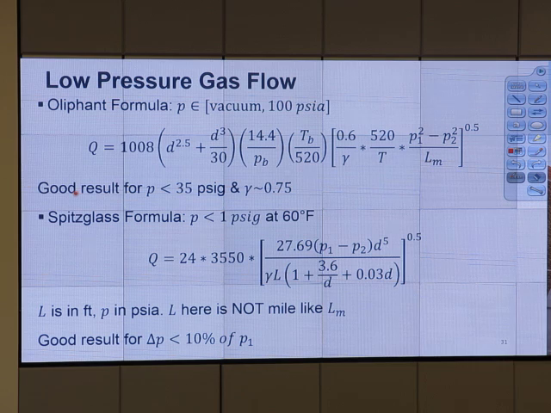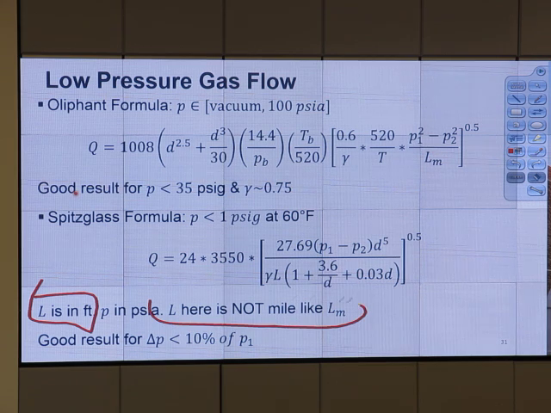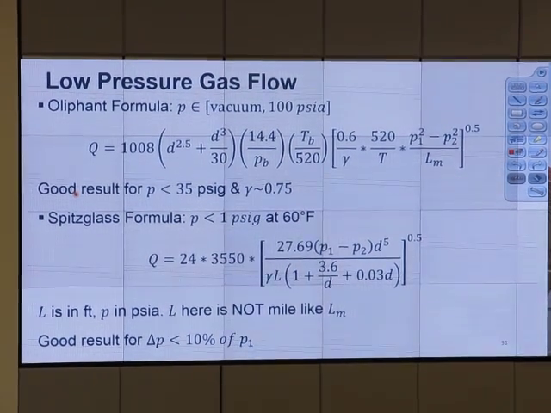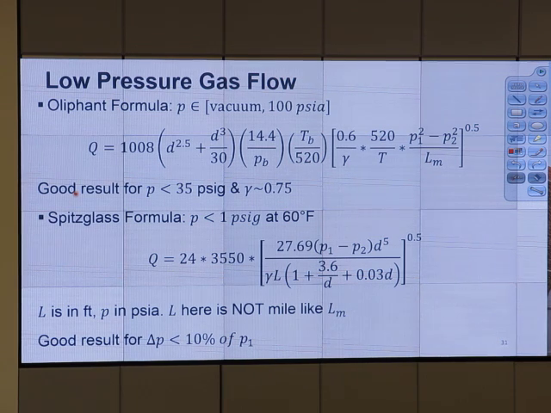Alright, look at this question in particular. Every time I use L sub M, which is for miles. For Spitzglass, I use just L. Intentionally, this is not a typo. That L is in feet. L here is not in miles, like L sub M. So if you use Spitzglass with this coefficient and you use L, that L is in feet. The Spitzglass formula works best if you have pressure drop less than 10% of inlet pressure. If the pressure drop is too much, it's not good.